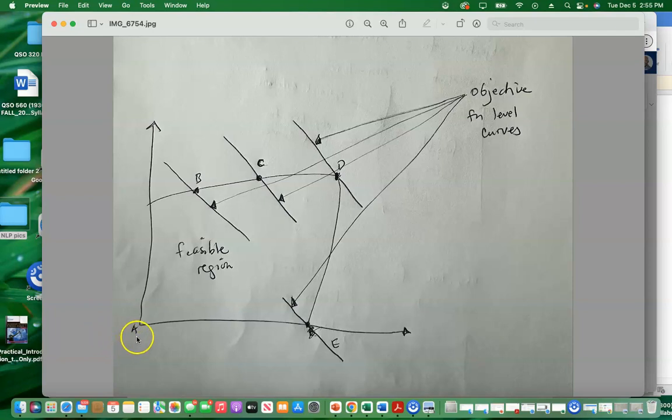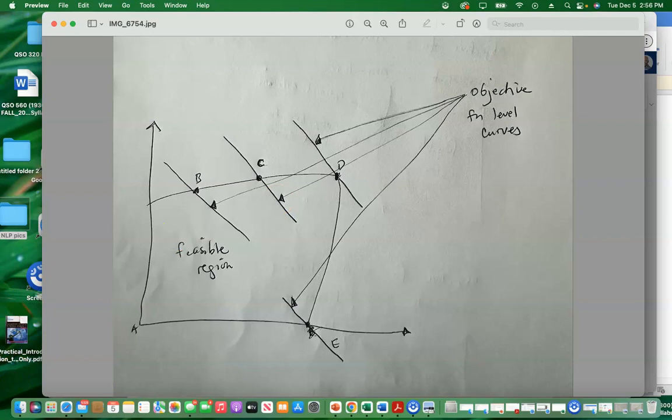So the GRG will start from, let's say, point A, and attempt to move in the next and better feasible direction to improve the objective function value. And so it will move from A to B, and then from B it will move to C, and then we can see that we have point D that is better than C, but point E is less than D, and so the GRG will terminate at point D.